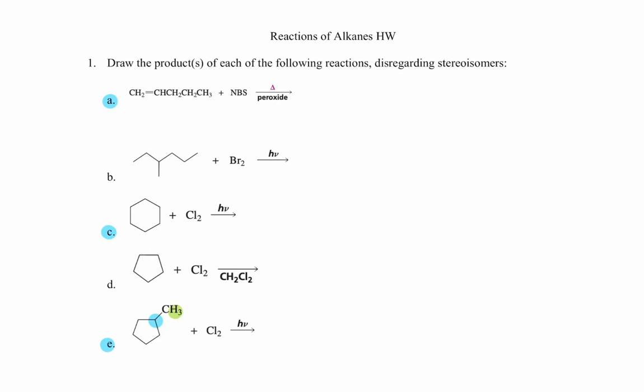Draw the products for each of the following reactions, disregarding stereoisomers. Now this is a reaction of an alkene with NBS. What is NBS? NBS is N-bromosuccinimide, which is going to do the allylic bromination.